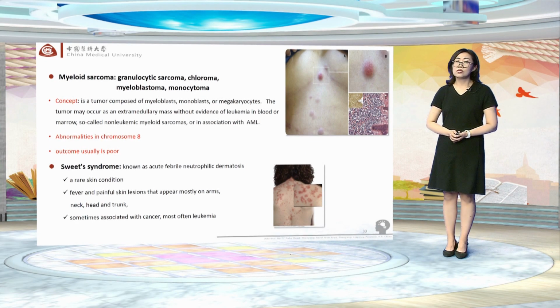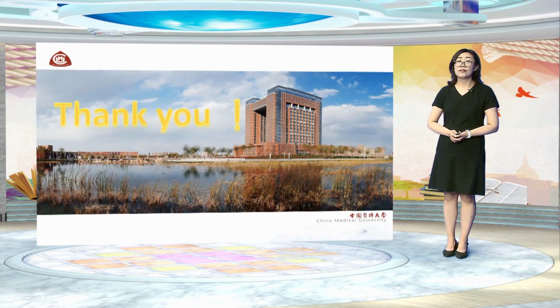Second, Sweet syndrome, known as acute febrile neutrophilic dermatosis. It's a rare skin condition characterized by fever and painful skin lesions that appear mostly on arms, neck, head, and trunk, sometimes associated with cancer, most often leukemia.